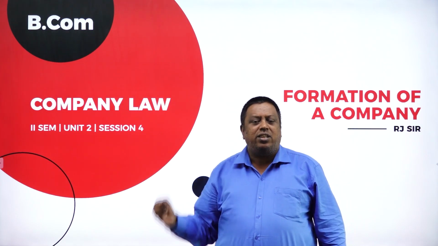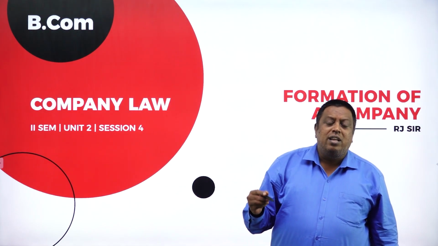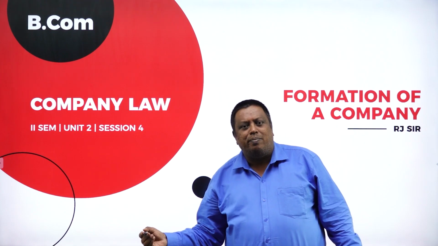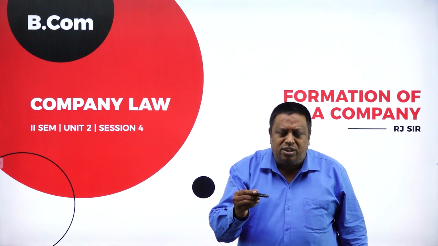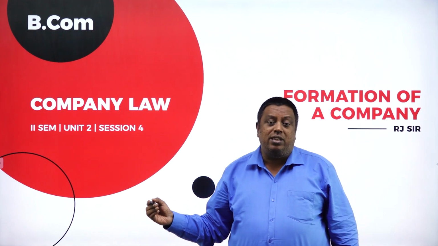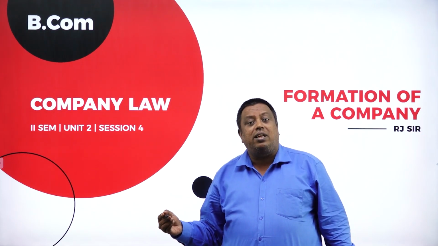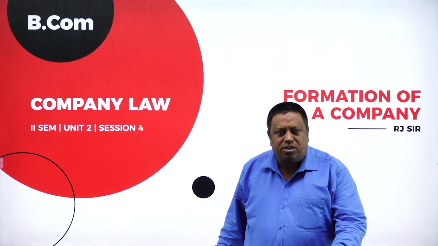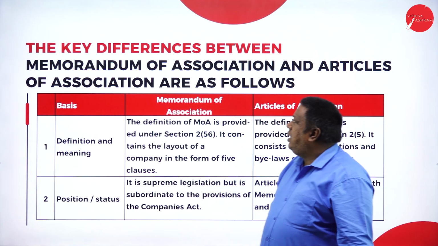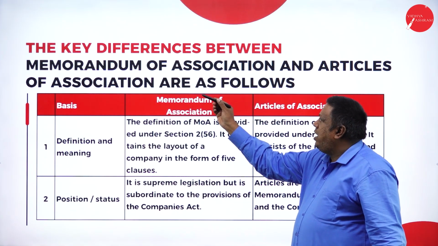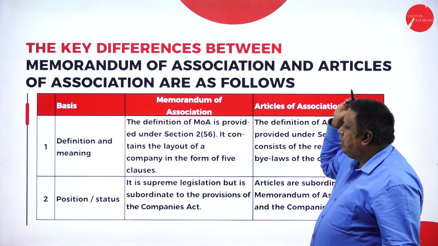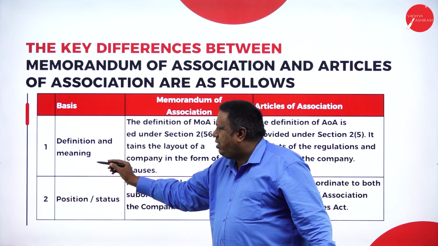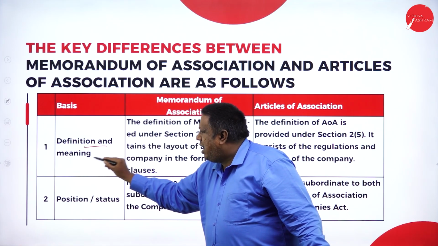In our previous session, we learned about the 2 important documents, Memorandum of Association as well as Articles of Association, and what the contents were in our memorandum as well as articles. In today's session, we are going to look at the key differences between MOA as well as Articles of Association. The first difference is the definition and the meaning.